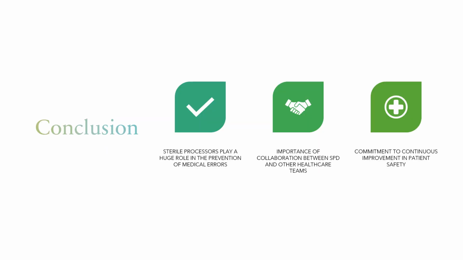So to conclude our medical error lecture, you play a huge role in the prevention of medical errors. It's also important that there's collaboration between the sterile processing department and other healthcare teams, such as the OR. And there should also be a commitment to continuous improvement in patient safety. This could be as simple as staff training and education, monthly or bi-weekly education trainings on new devices, or just refreshers on how to properly do certain steps within sterile processing.